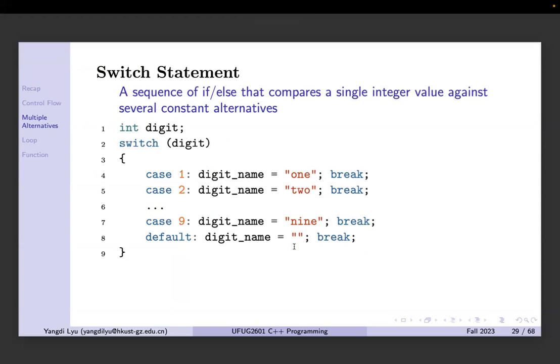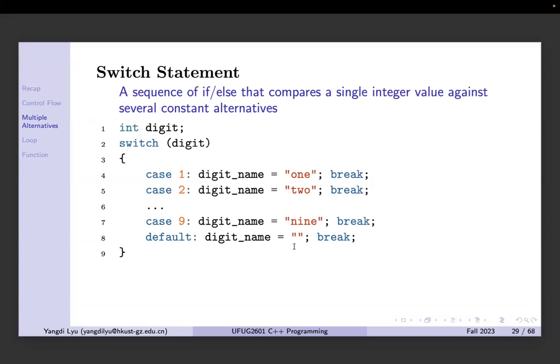Switch means jump to some line based on the value of digit. If digit equals 2, it will jump to here. This is combined with a switch case, right? Switch case, switch case, switch case. So if digit equals 2, it will jump to here. Digit equals 9, it will jump to here. So how can you rewrite it in an if else statement?